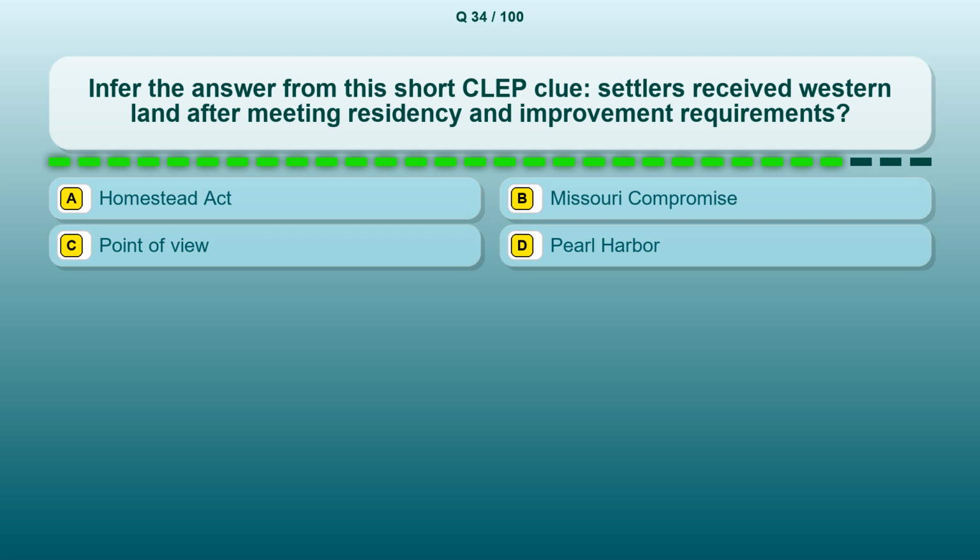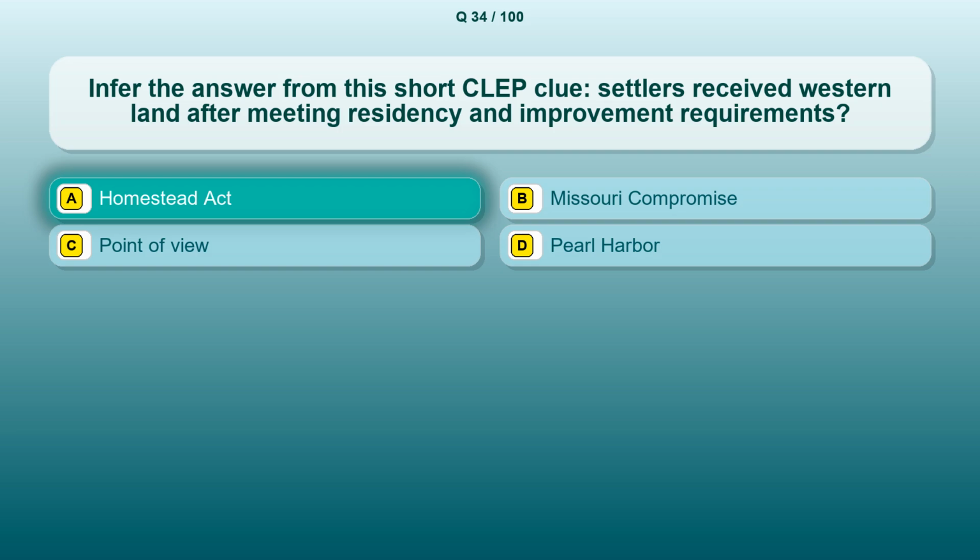Question 34. Infer the answer from this short CLEP clue. Settlers received Western land after meeting residency and improvement requirements. Option A, Homestead Act. Option B, Missouri Compromise. Option C, Point of View. Option D, Pearl Harbor.